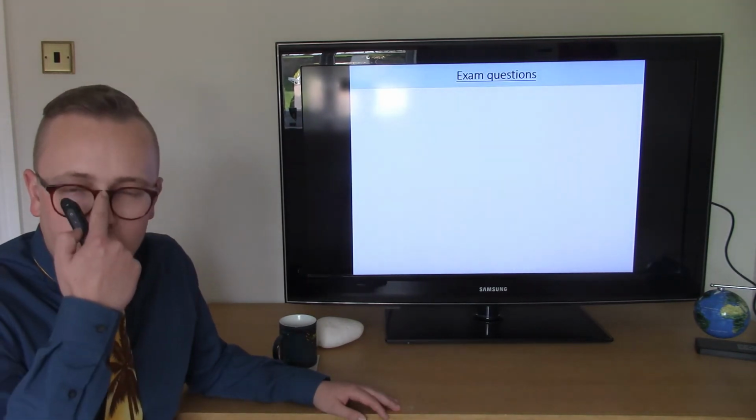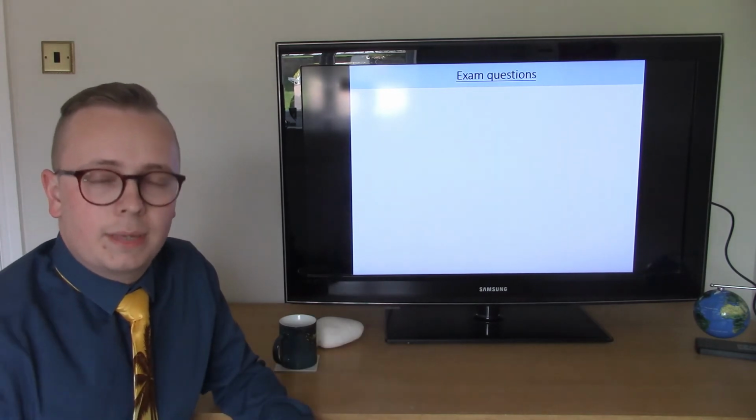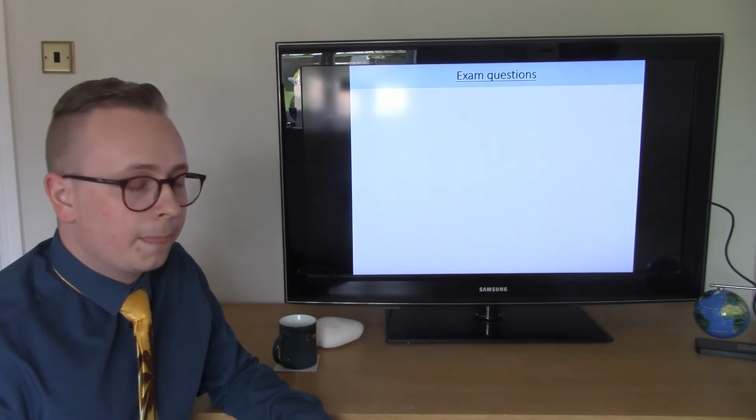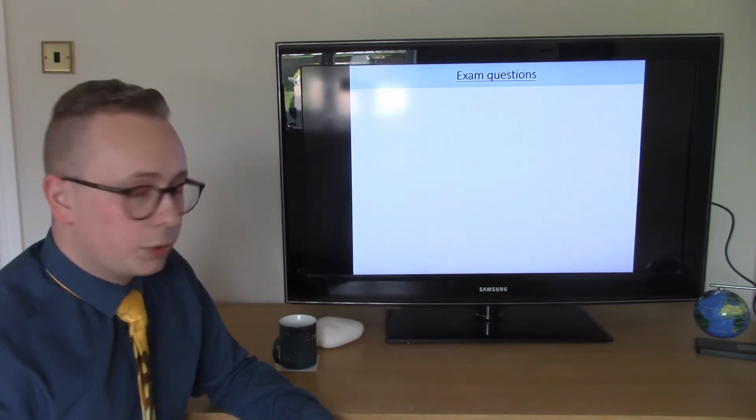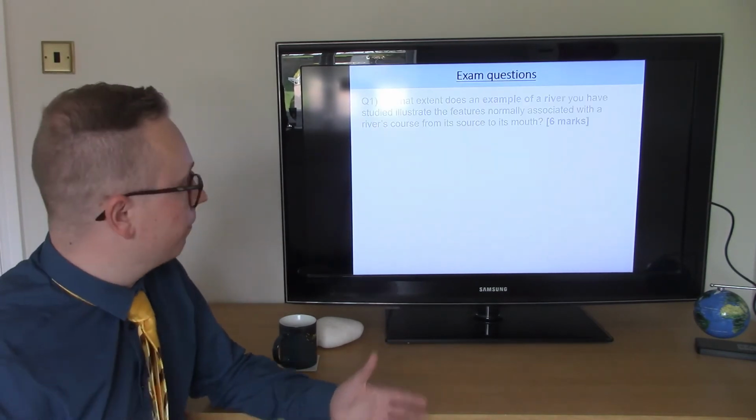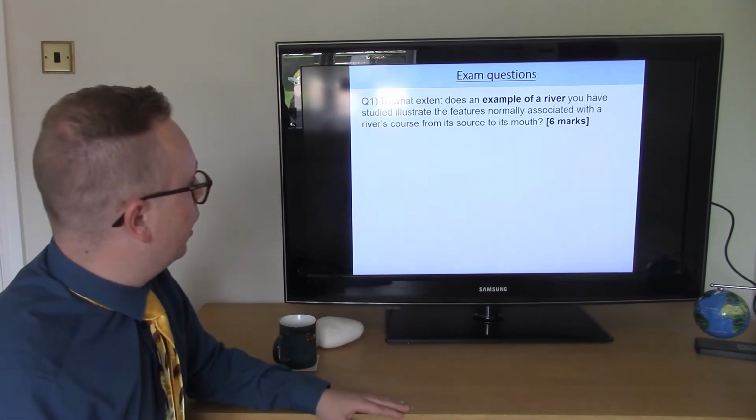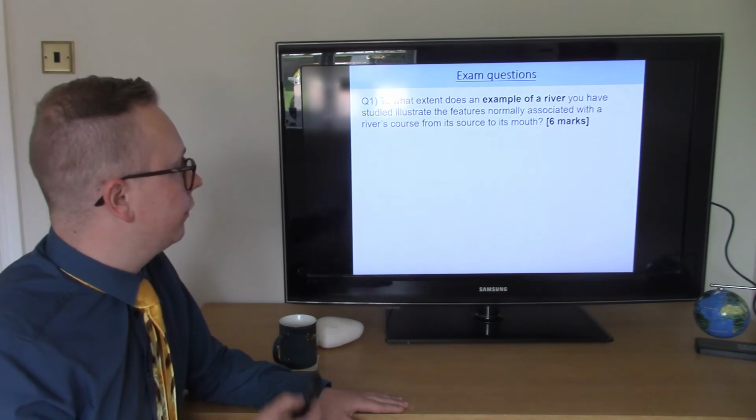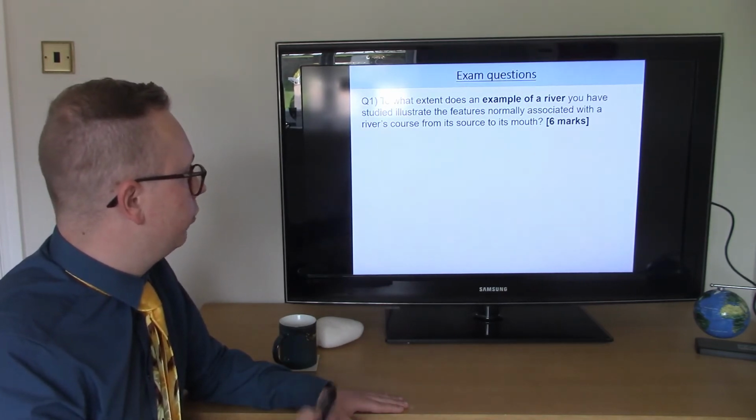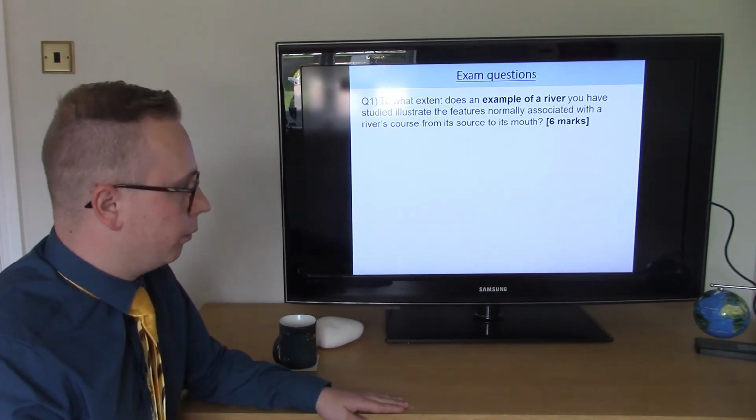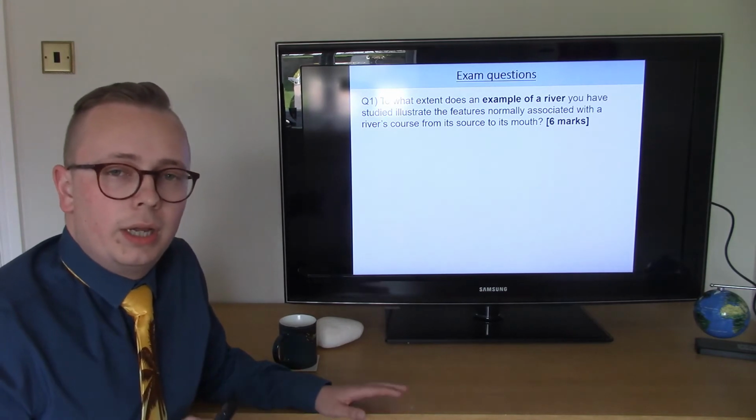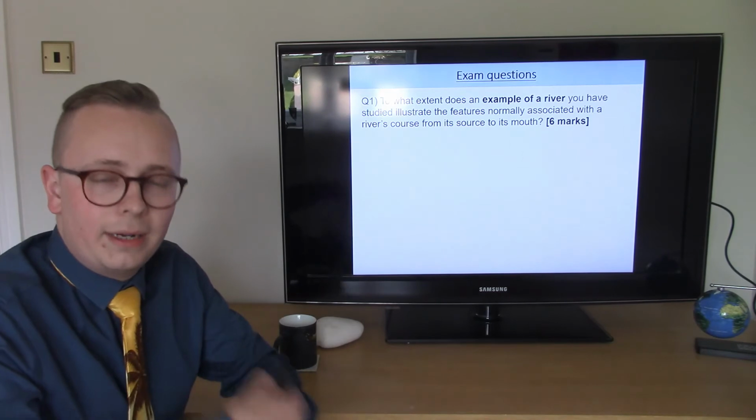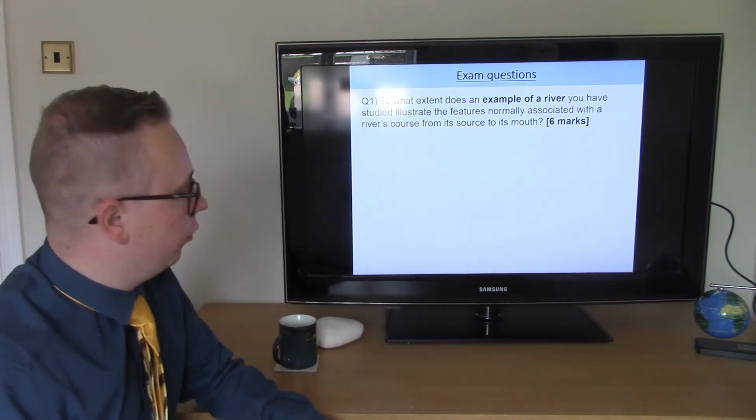So we haven't actually seen any examples of exam questions yet that refer specifically to a named example of a river. It is on the specification though, and so it's possible we could get some questions like this in the future. So here's one example, quite wordy. It says, to what extent does an example of a river you have studied illustrate the features normally associated with a river's course from its source to its mouth? So it's wanting us to know, using an example, does that example show the landforms we would usually expect to find along a river's course?